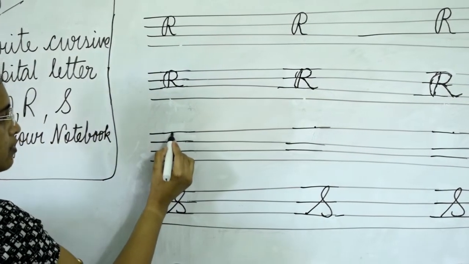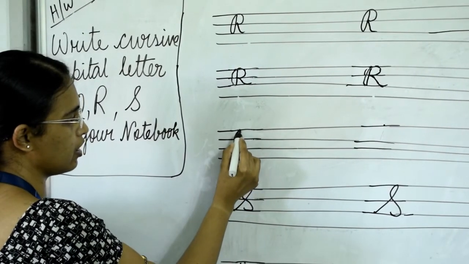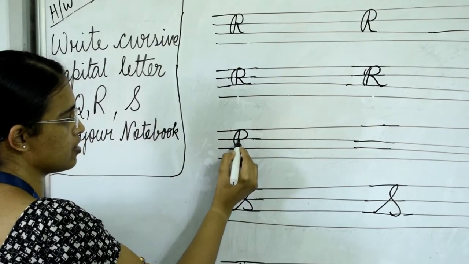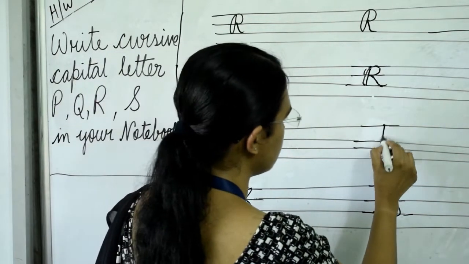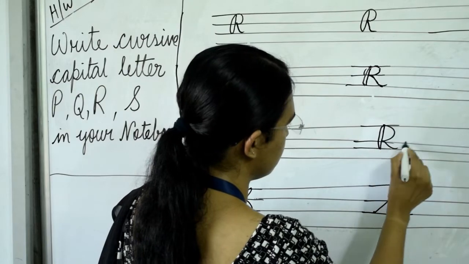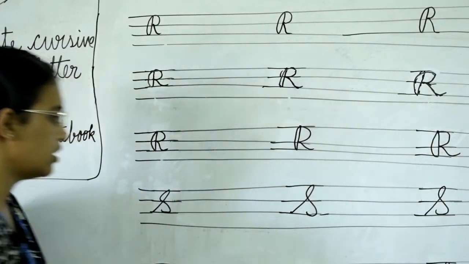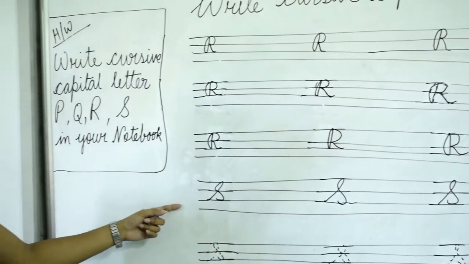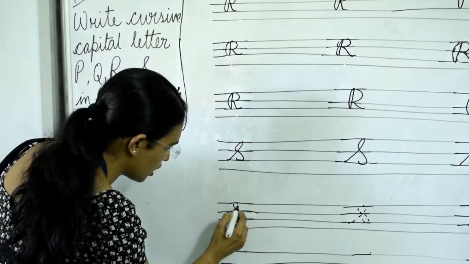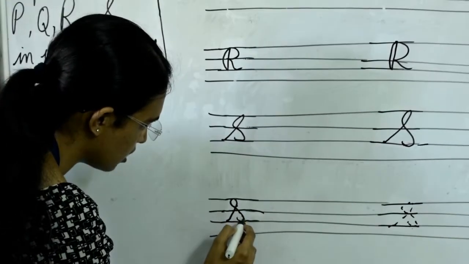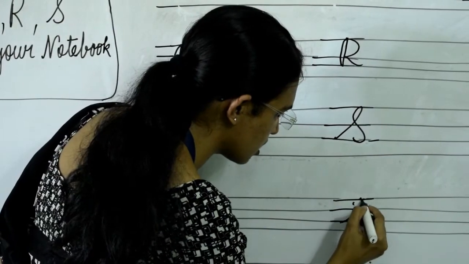Now here, first draw a straight line, a curved line, then a half circle, then another curved line. This is cursive capital letter R. Okay, now we will write cursive capital letter S. For this you have to start from here, draw a curved line like this and this. This is cursive capital letter S.